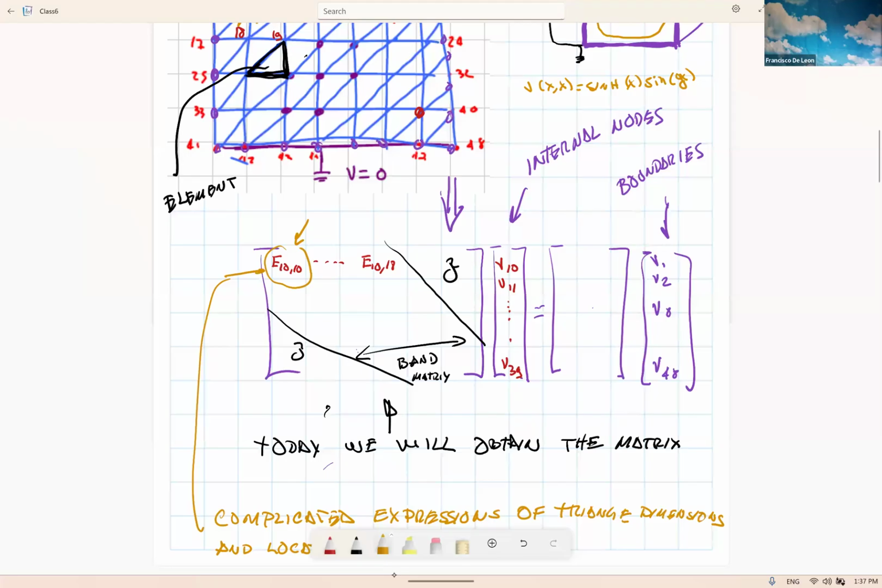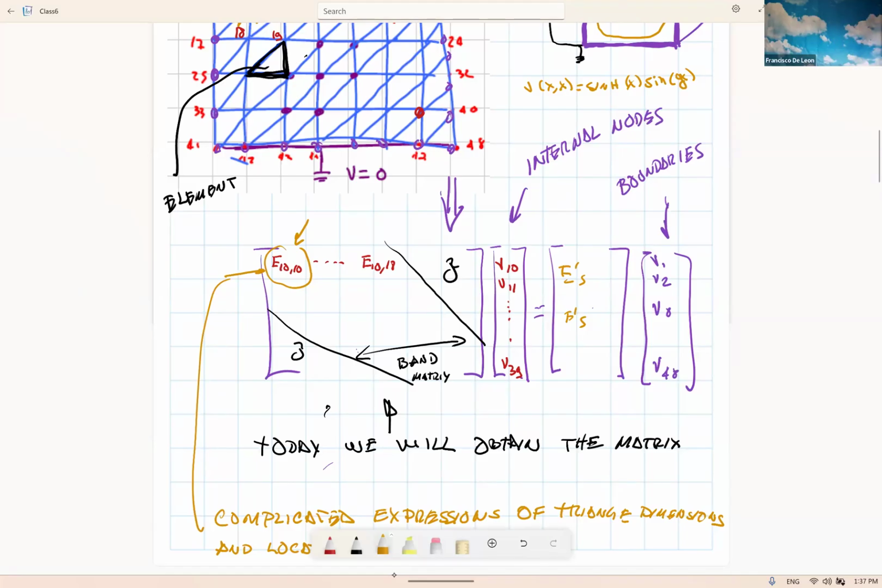But there are also elements here. I call them E because that's the symbol I'm going to use. But that is the thing. So this is finite elements. Build a matrix, solve the matrix, and the matrix has to do with the geometry of the triangles. And that's it. Nothing else goes into this.